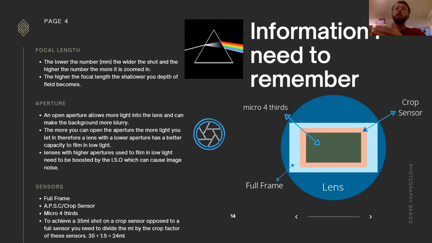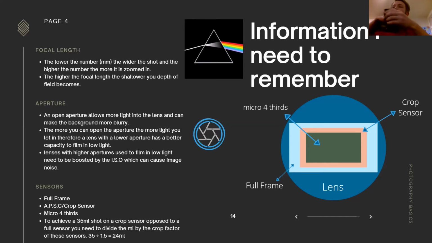Aperture: a more open aperture allows more light into the lens and can make the background more blurry if you're trying to achieve that shot and focus on the foreground. The more you can open up the aperture, the more light you can let in. Therefore, a lens with a lower aperture number has a better capacity to film in low light. So if you were going to shoot outside with an f4, sort of like this lens here, you wouldn't get enough light at nighttime. So you'd be better off using something like an f2 or an f2.8, a lot faster lens, essentially. Lenses with wider apertures are used to film in low light.